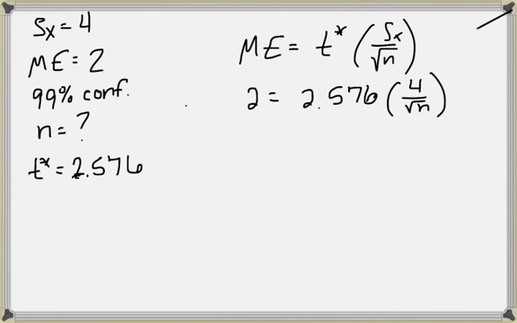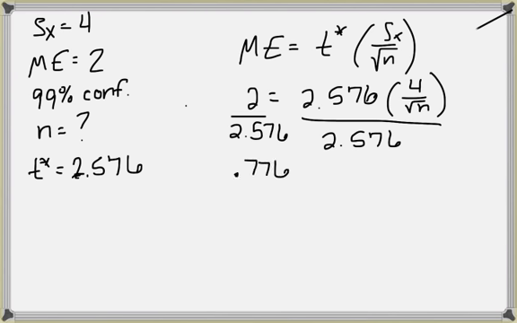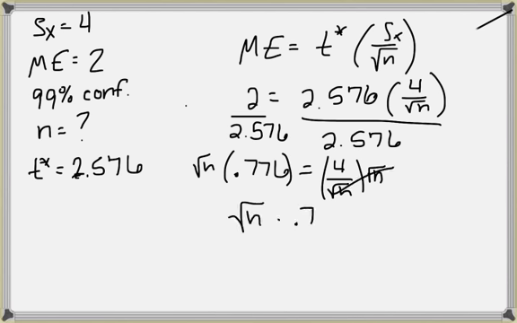Now we've just got a little bit of algebra to do. So first thing I'm going to do, divide by 2.576. So this is going to give me 0.776 equals 4 over the square root of n. So now, multiply both sides by the square root of n. So I've got square root of n times 0.776 equals 4.